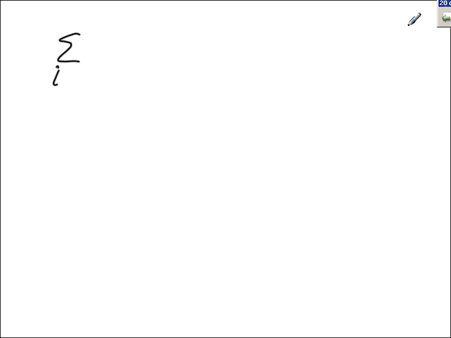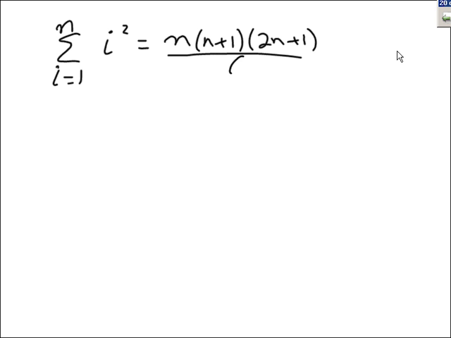I just gave you the formula for the summation of i as i goes from 1 to n. Now I'm going to up it to i squared. Have a look here. It's n times n plus 1 times 2n plus 1, and all of this is over 6.